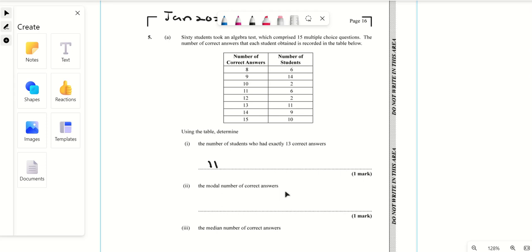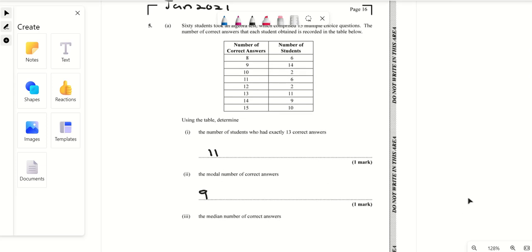The modal number of correct answers. Now, modal means most popular. So we're looking at the number of students that had the most number of correct answers. So if we look at it, 14 is the most number of students, right? They had 9 correct answers. So the most popular number of correct answers is 9, right?